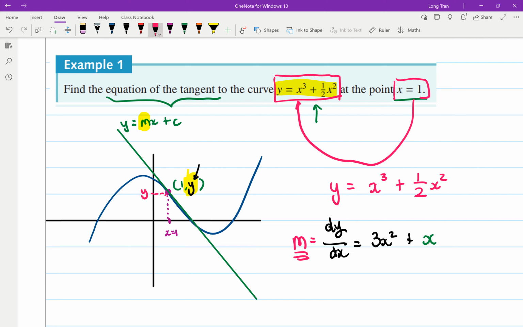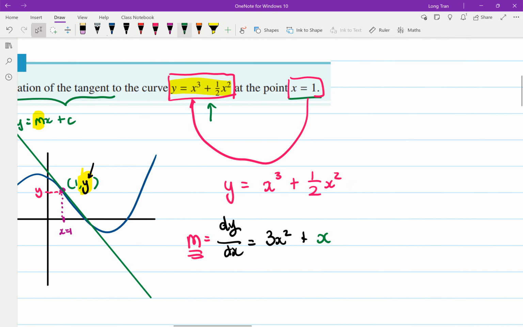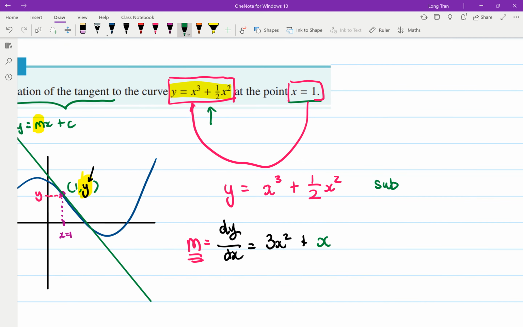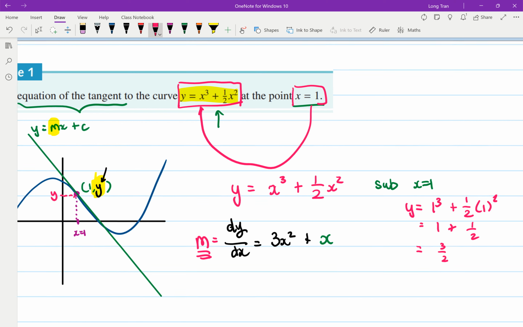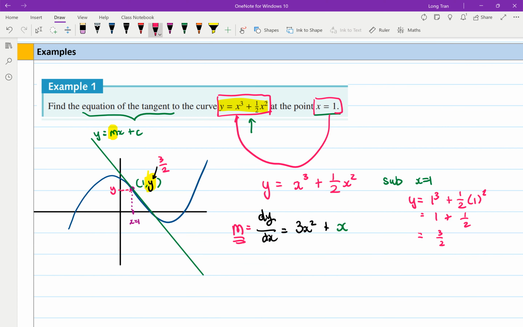So here we go. Let's do it. I'm going to sub 1 in. I'm going to write on the side here, sub x equals 1. Therefore, my y value will equal 1 cubed plus half times 1 squared. That gives me 1 plus half, and you can write that as 3 on 2. What that tells me is that this coordinate is now at (1, 3 on 2). So this y value here is 3 on 2. Great, I've got a coordinate. My job was to find the equation of the tangent line. I need to find y equals mx plus c.